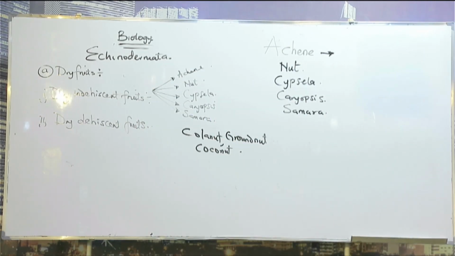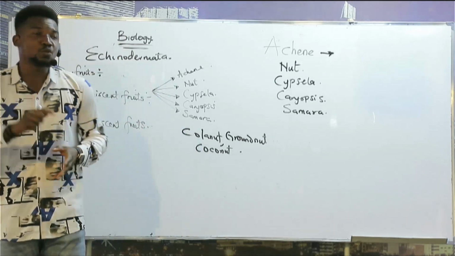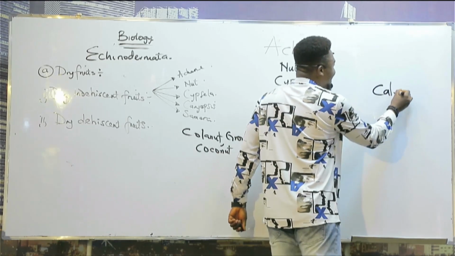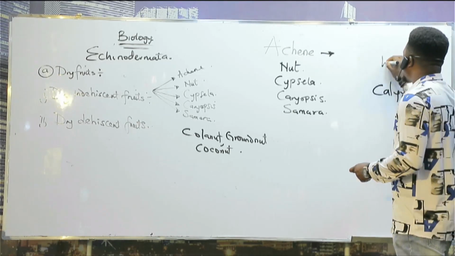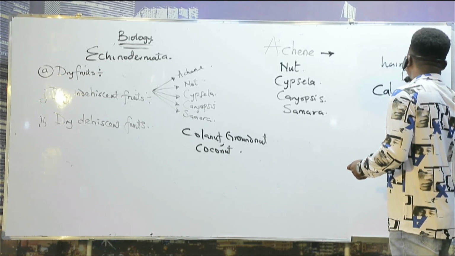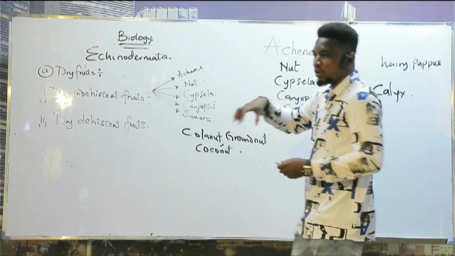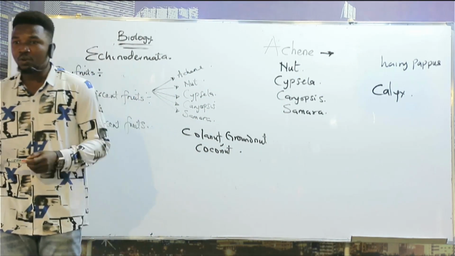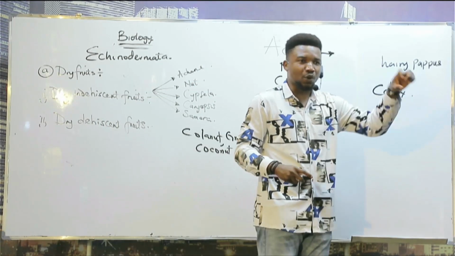Now, what is a cypsela? Cypsela is a type of dry indehiscent fruit. Remember calyx. That's why I have to start flower before we enter fruit. Now, it has a persistent calyx that is modified into a hairy pappus. You know what I mean by hairy pappus? Hairy pappus is a kind of hook. Some of them have hook. So the calyx now changes and is modified into a hairy pappus, or a kind of hook.